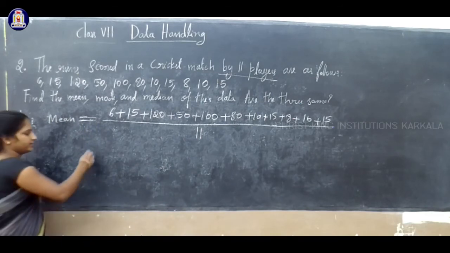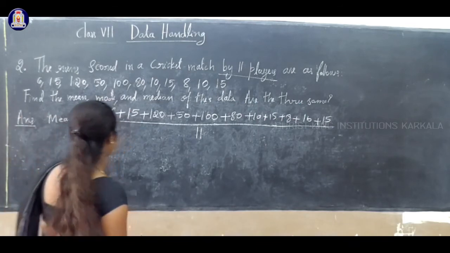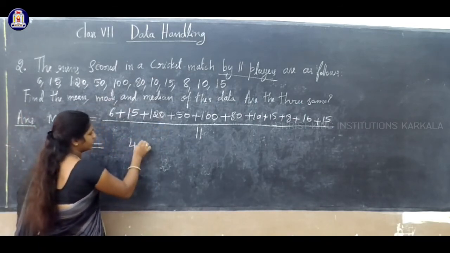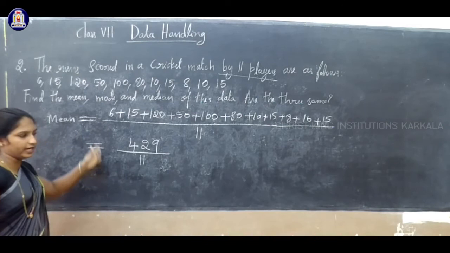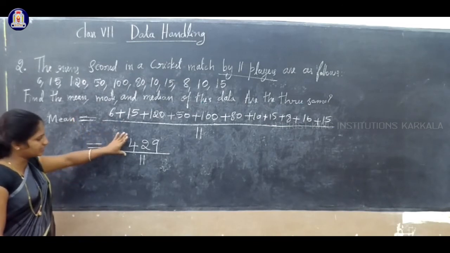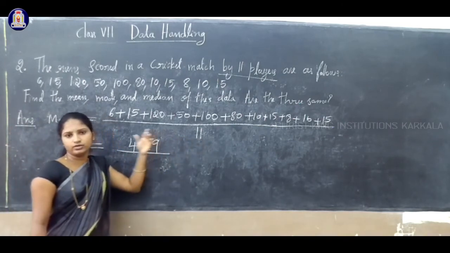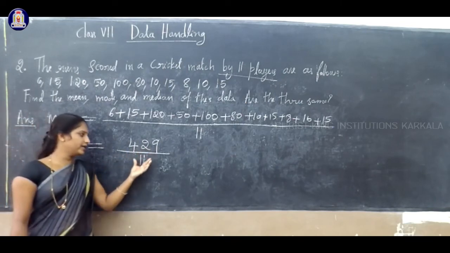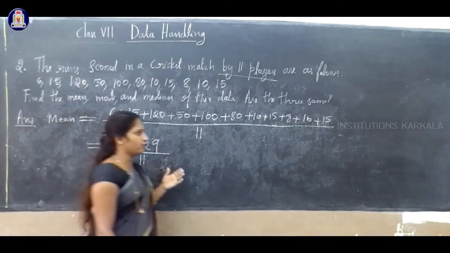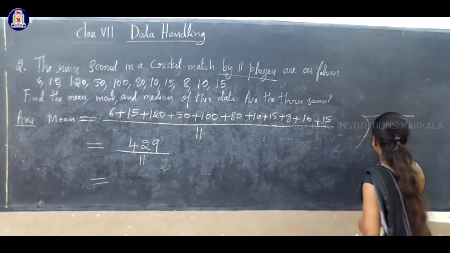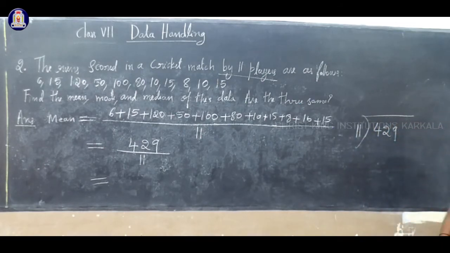So now you have to add the numerator, add all the numbers. If you add this, we get 429. Clear? The answer we get is 429 divided by 11. Yeah? You can write vertically and add each number, then we get the answer 429. So 429 divided by 11. Now you have to divide 429 by 11. So 11, how much is 429? If you want, you can divide like this. 11 is the divisor and 429 is the dividend.